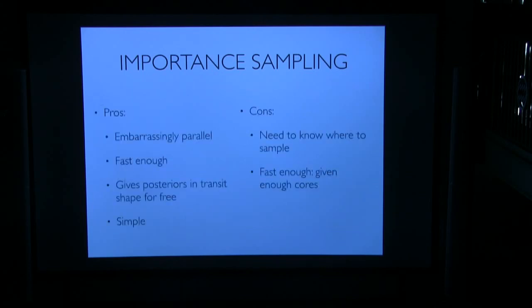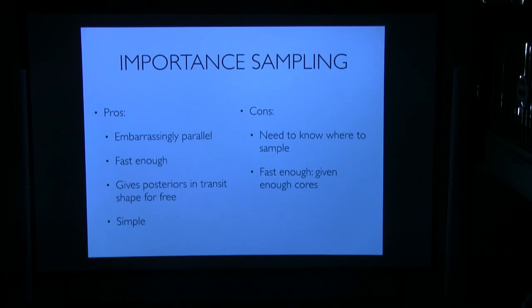So the pros of importance sampling are that it's embarrassingly parallel. I'm just drawing samples from a distribution that I understand and looking at data. There's no dependence on previous samples. So you can run this on my laptop and then Odyssey and a computer in California, and they don't have to talk to each other. It's fast enough. We get the posteriors in the transit shape, and it's fairly simple to understand. You can just draw some circles in a square and have an example toy model.